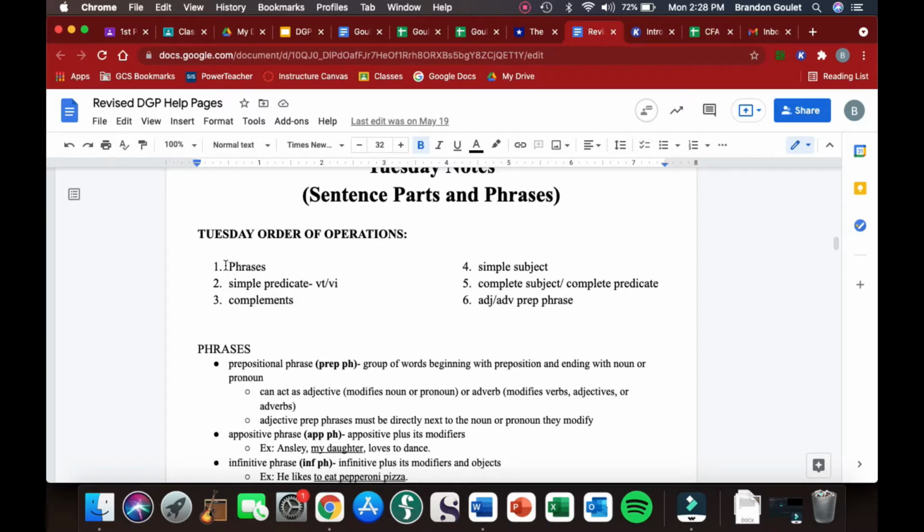You can see the first thing we're going to look at is phrases. That's going to be prepositional phrases, gerund phrases, participle phrases, anything like that. Then we look for the simple predicate, that is the verb. We're going to label the verbs and whether they are transitive or intransitive. Then we're looking at the complements of those verbs. The simple subject will be next, along with the complete subject and the complete predicate. And then at the end, we're going to look and label our prep phrases to determine if they were adjective or adverb prep phrases.